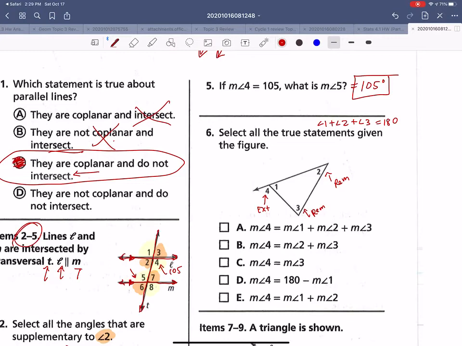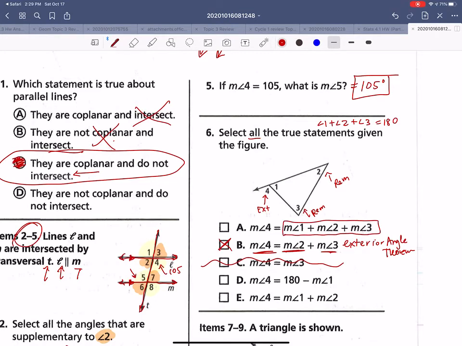So let's take a look. It says select all that are true. Which one looks like my exterior angle theorem? Angle 4 is equal to the... okay, so this one's my exterior angle theorem. Is 4 equal to 3? Well, actually, 4 looks greater than 90 and 3 looks less. So I'm definitely crossing that one out.